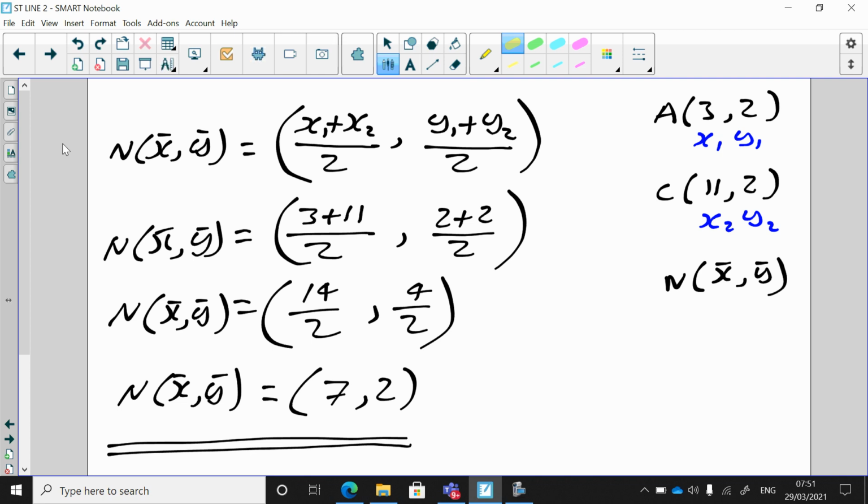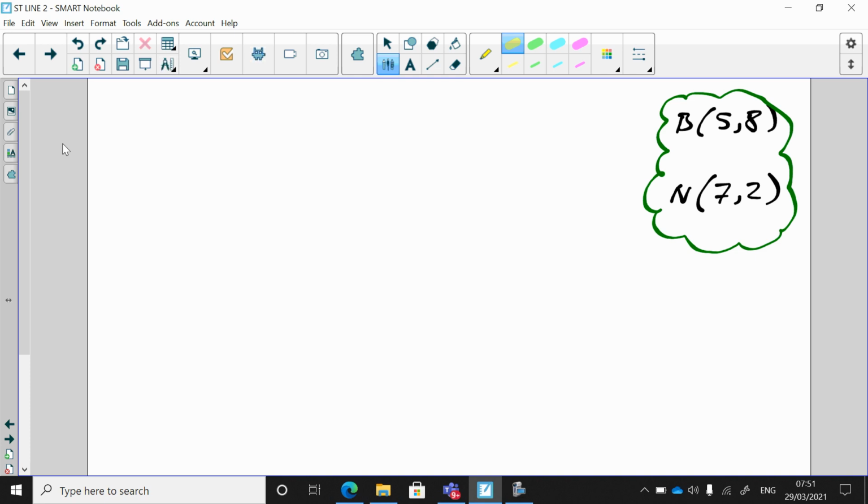Right, where are we heading towards here? Well, we want the equation of the median, B to N. We've now got the coordinates of N. We previously had the coordinates of B. So that's what we're putting down here. You can always refer back to your diagram, and you could always insert the coordinates of N in the diagram if it helps you. I've just put them at the side here because I know that that's my ingredients for the next part here.